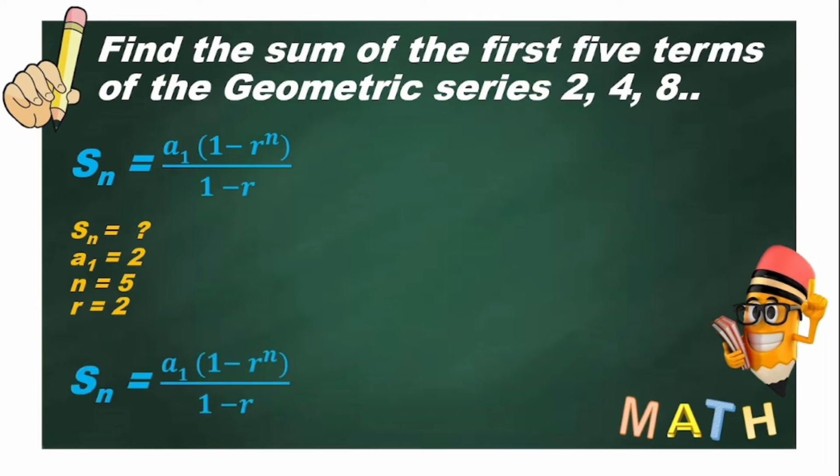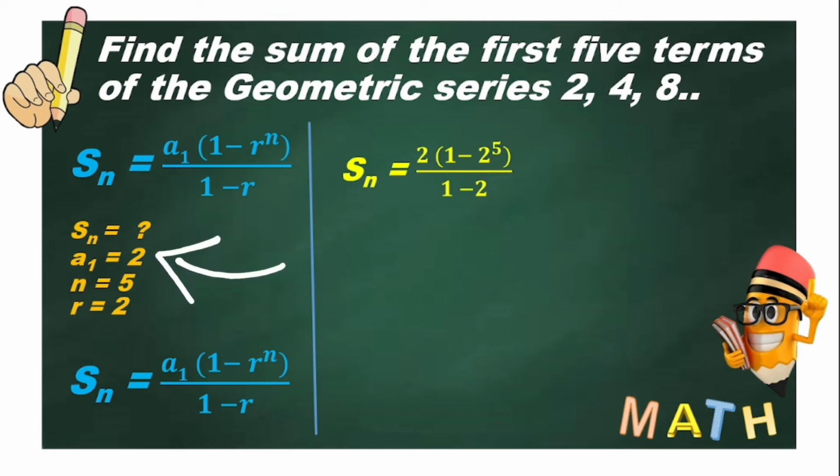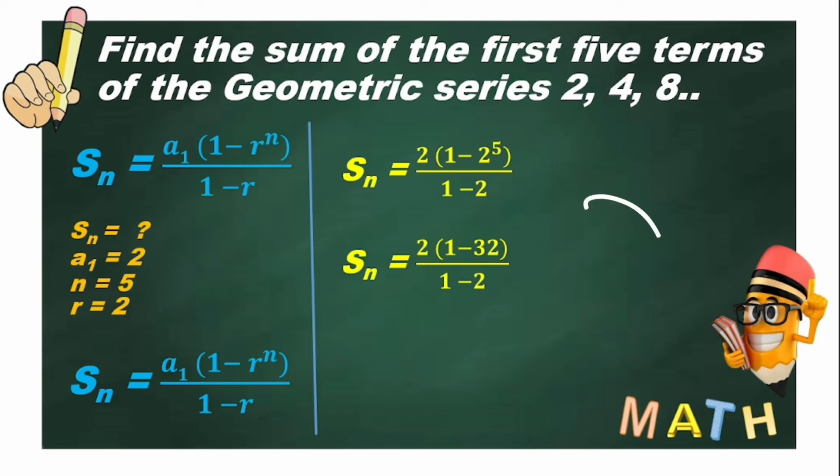Now, let us proceed. Using the formula S sub n is equal to a sub 1 times quantity 1 minus r raised to n all over 1 minus r, let us substitute all the values, finding S sub n is equal to 2, the value of a sub 1, times 1 minus 2 raised to 5, where 5 is the value of n, all over 1 minus 2, wherein 2 is the common ratio. Now, let us simplify this equation as S sub n is equal to 2 times 1 minus 32. 32 is obtained by simplifying 2 raised to 5, or multiplying 2 five times by itself, all over 1 minus the value of r, that is 2.